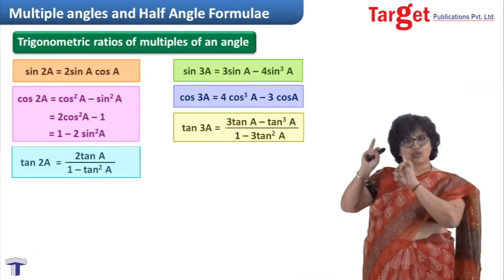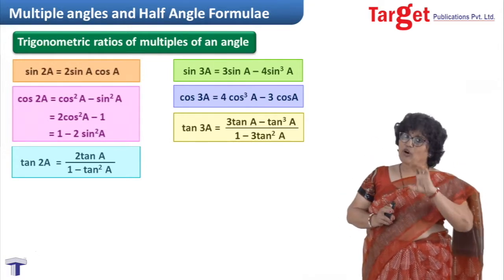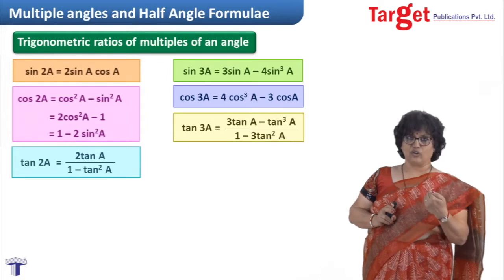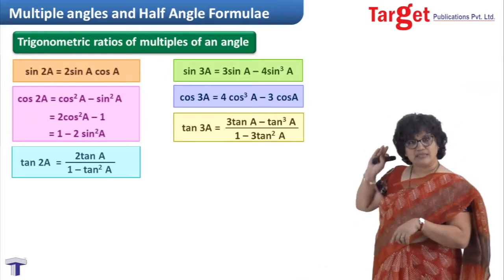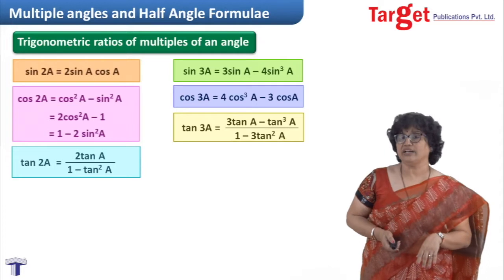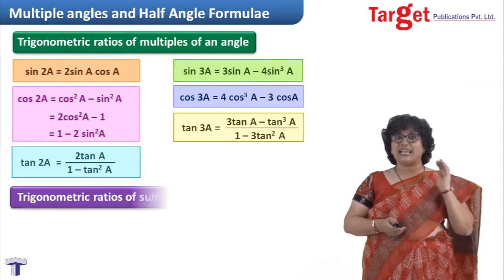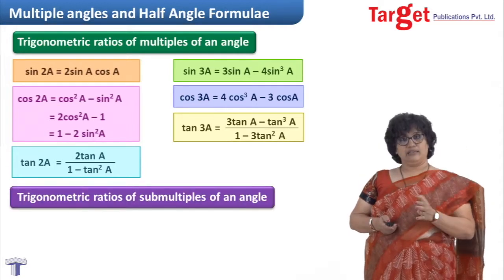So now I have given you 6 formulae. One set of 3 formulae for 2A and their trigonometric ratios, and then the other of 3A and again their trigonometric ratios. I proceed further, and now I go for the half angle, what we call submultiples.